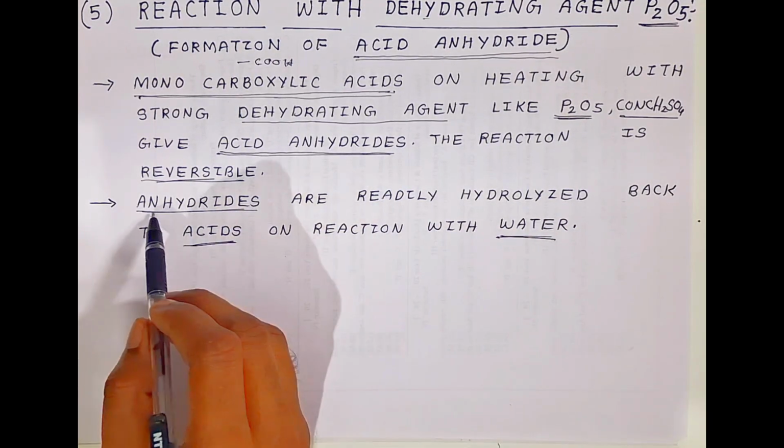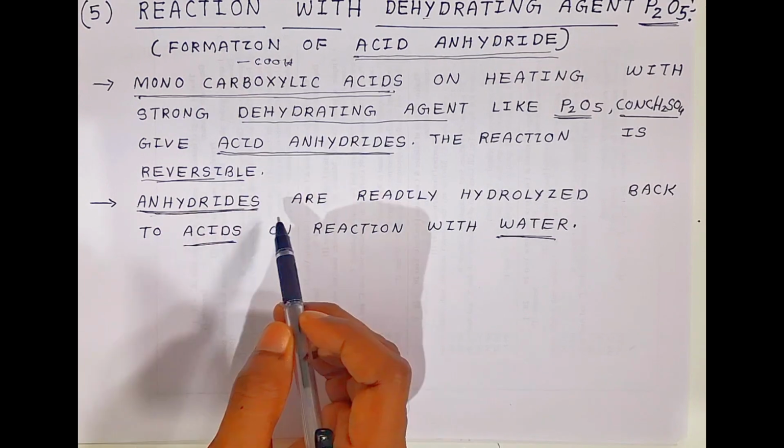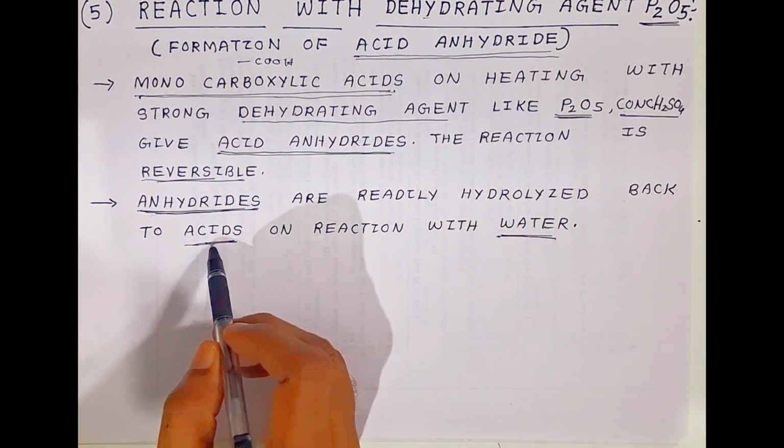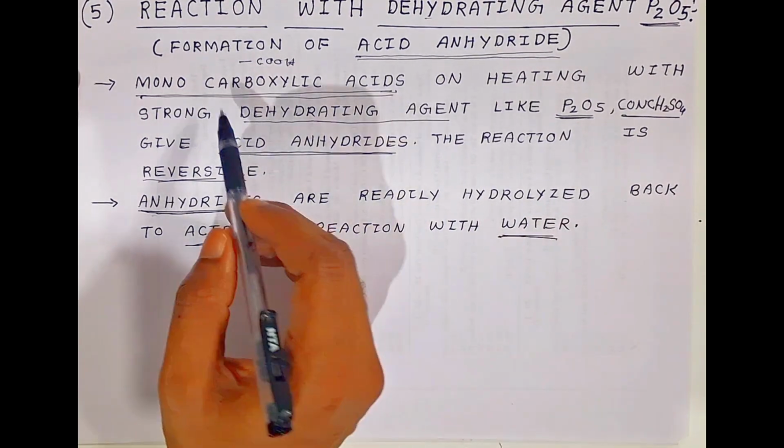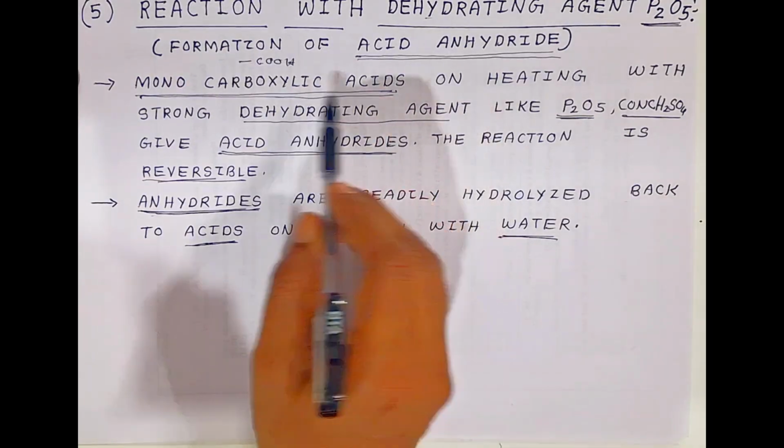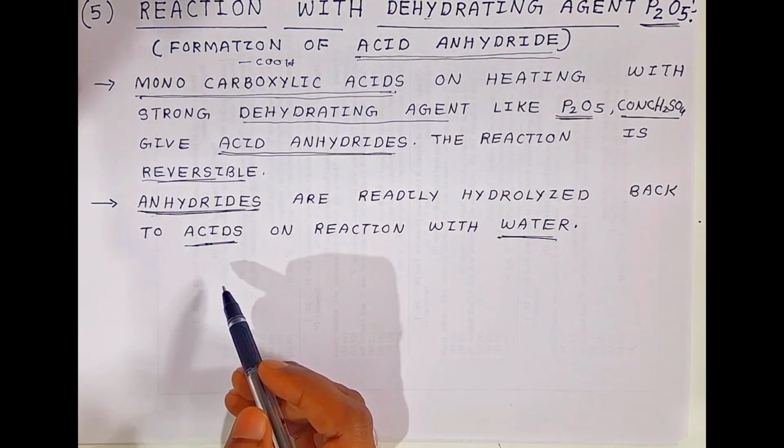So students, in lab, it is very difficult to store anhydride. Anhydrides are readily hydrolyzed back to acid on reaction with water. So first, students, we are going to see how monocarboxylic acid is converted into acid anhydride.